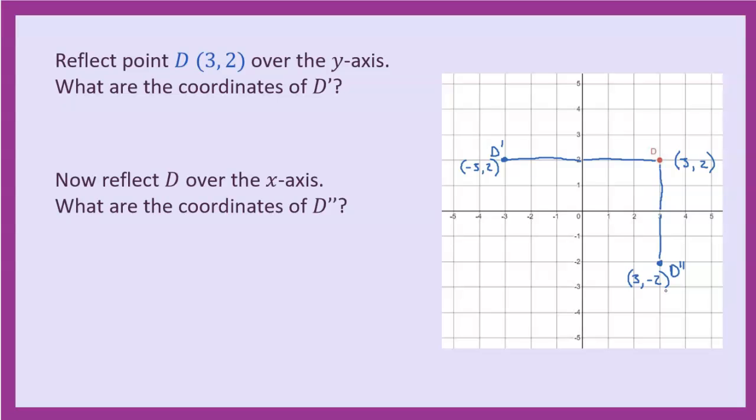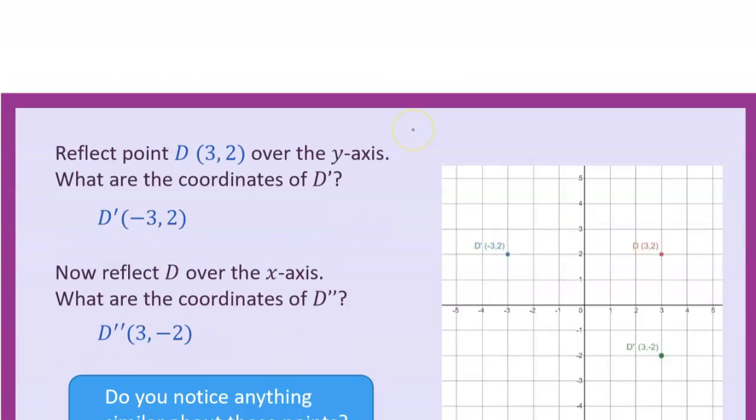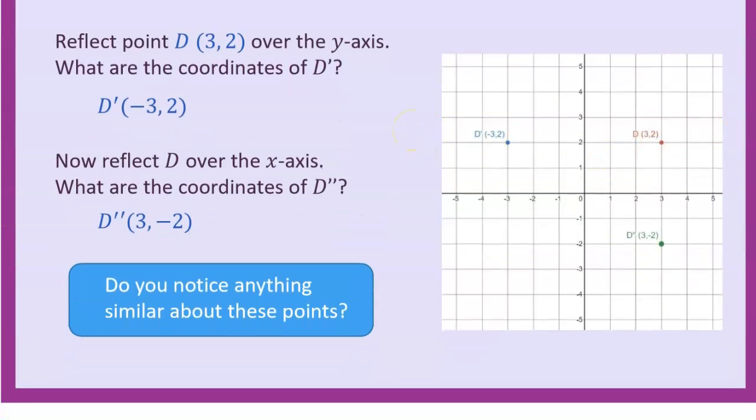Maybe you have an idea of where another reflection would be. If we were to reflect either of these 2 points, where do you suppose it would land? There's some maybe symmetry that's showing up here. But also, look at these coordinates. Look at the coordinates of D, D prime, and D double prime. Do you notice anything about these coordinates? Anything, any similarities, any differences?